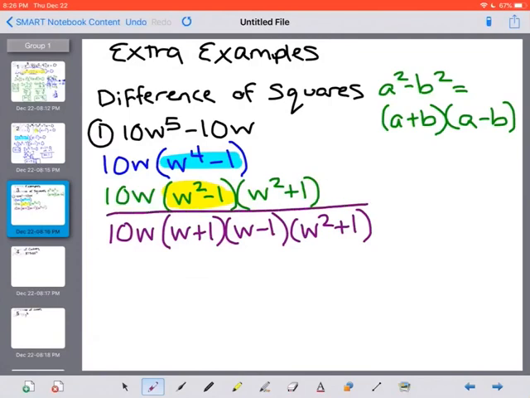So we always want to check to see if we can continue to factor, especially when there is a squared term. There's a squared term right here, but that has a plus sign, so it's not a difference of squares.